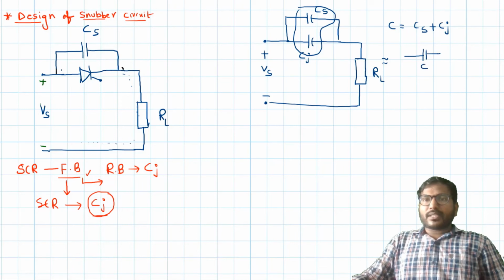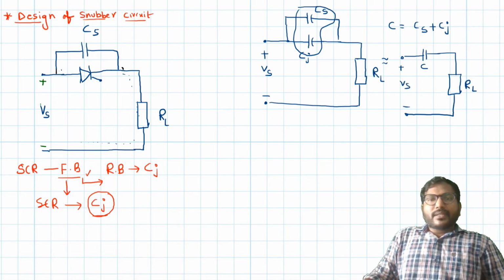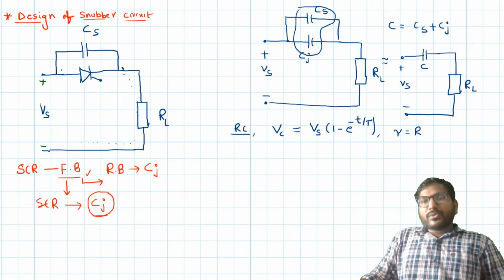This is C, total C. Now this is RL, Vs here. This is the RL, RC circuit. In an RC circuit, the voltage across the capacitor is Vc equal to Vs into (1 minus e power minus t by tau), where tau is equal to R into C.